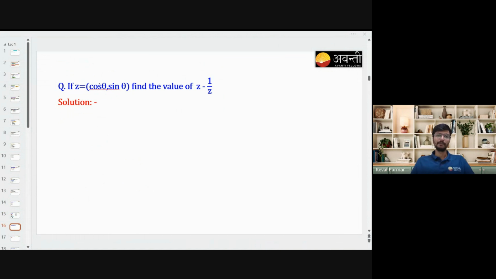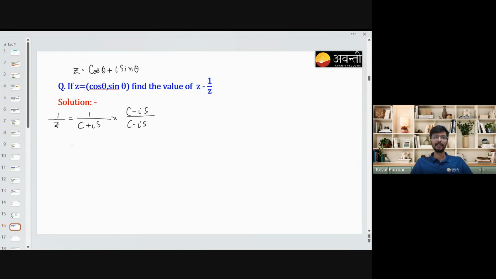So complex numbers can be given in terms of coordinates, but that basically means this z is equal to cos theta plus i sine theta. Cos theta plus iota sine theta. So we need to find z minus 1 by z. So first, let us find 1 by z. I am writing cos as c and sine as s. So what do we have to do? We have to multiply and divide by the conjugate.